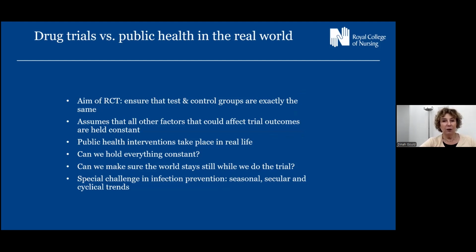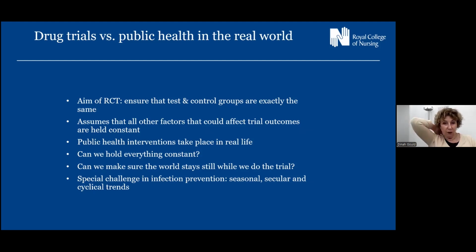So let's look at drug trials versus public health in the real world. The aim of a randomized controlled trial is to try and ensure that the test and control groups are exactly the same, and assume that all the other things that are going on that could affect the outcomes of the trial are kept constant. But public health interventions take place in real life. Randomized controlled trials are all right if you're dealing with mice or if you're dealing with test tubes, but people are different. And public health interventions take part in the real world, and the real world changes. We can't hold the real world constant because it's changing all the time. And it's going to change while we're doing the trial.